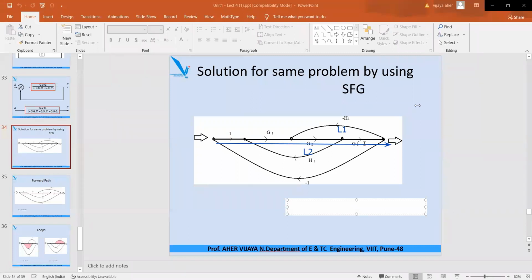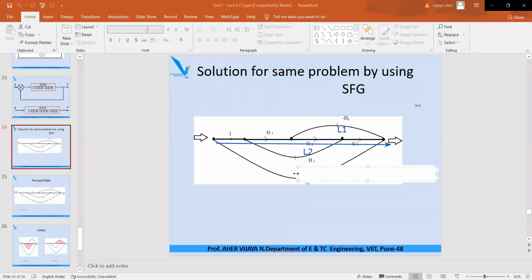L1 is equal to G2, G3 into H2 minus sign आहे म्हणून L1 is equal to minus G2, G3 into H2. Okay. Now writing equation for second loop, L2. L2 is equal to G1, G2 into H1. Now transfer function for third loop.